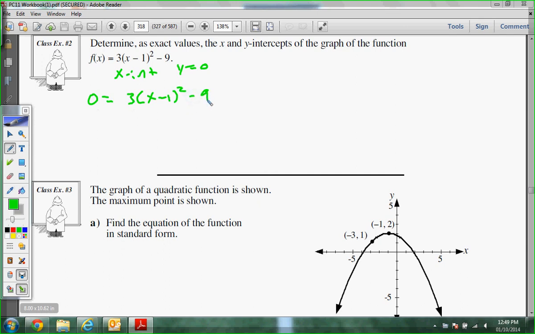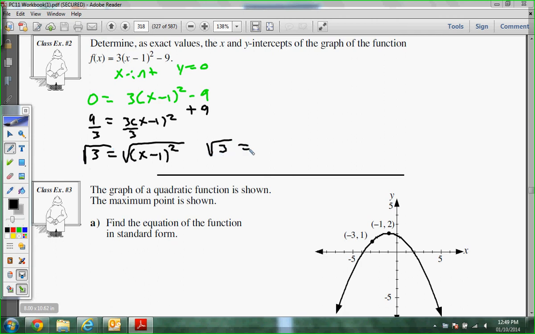So we're going to do it piece by piece, just like algebra. I'm going to add 9. I'm going to divide by 3. Okay, so that's where I'm at so far. I'm going to square root. Square root 3 equals x minus 1. And lastly, I'm going to add 1.